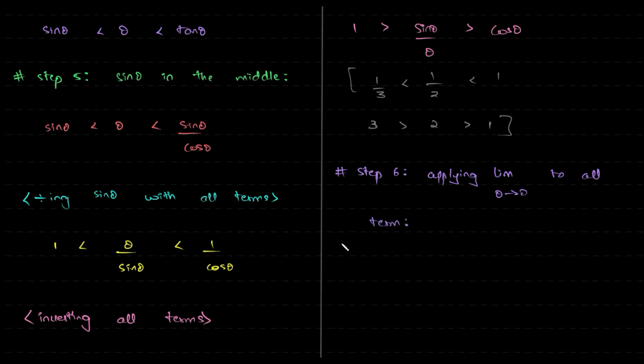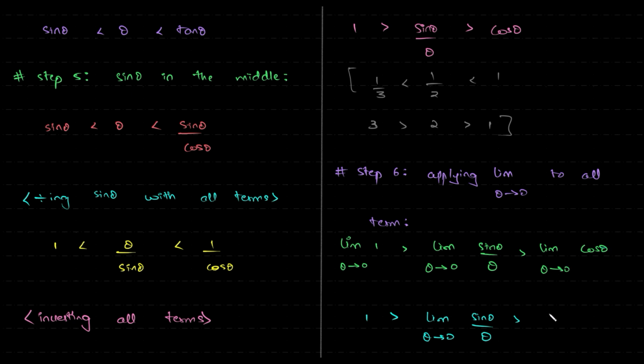So we're going to have limit theta tending to 0 of 1, which will be greater than limit theta tending to 0 of sine theta by theta, and we have limit theta tending to 0 of cos theta. Since 1 is a constant function, and we have seen that for a constant function nothing happens to it, the output remains the same. So this will be 1. This one is something that we are trying to get an expression of because we don't know how it behaves. But we know that cos of 0 is 1.